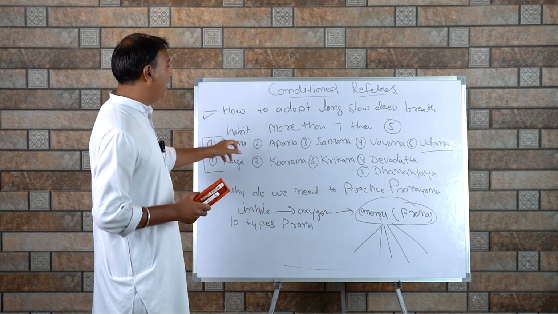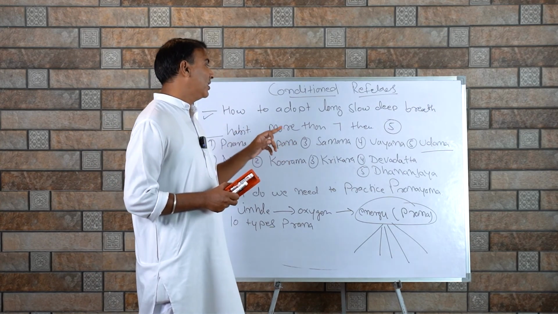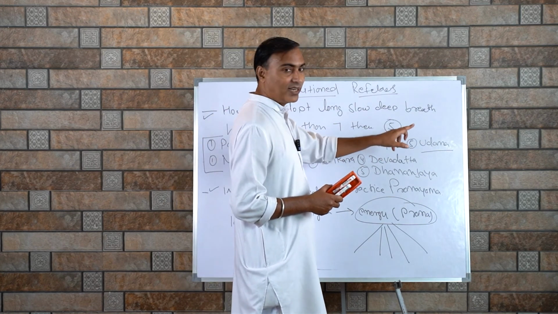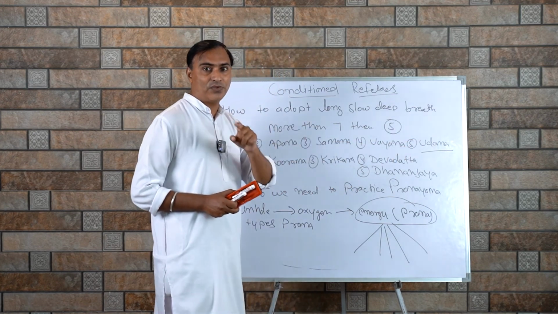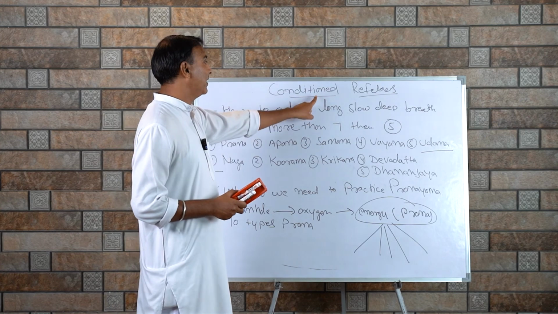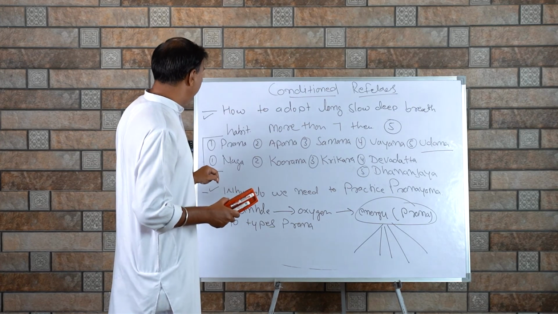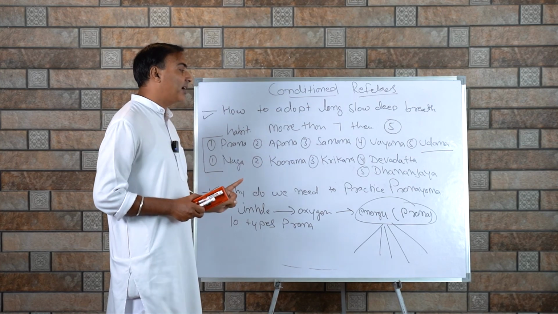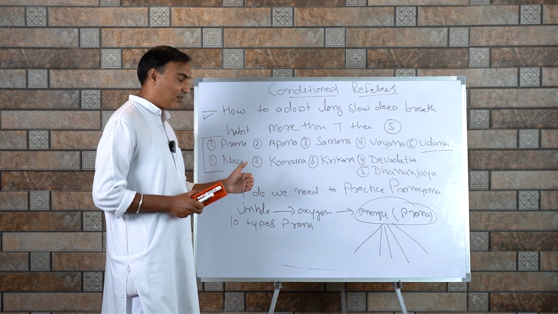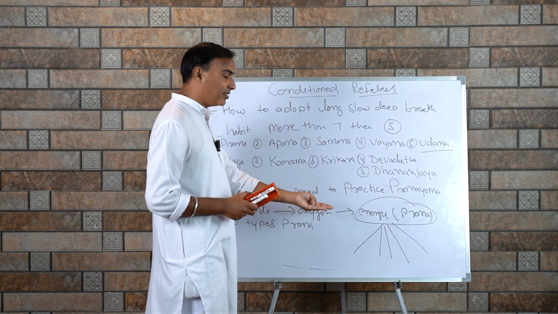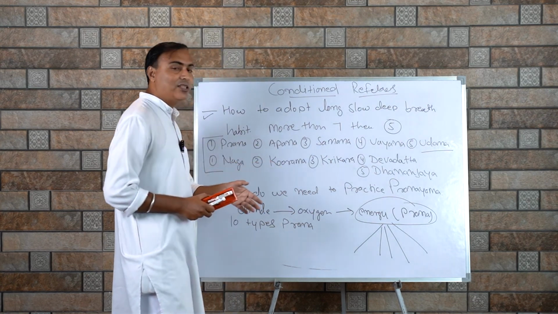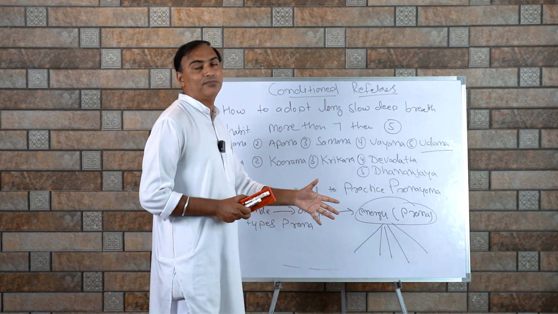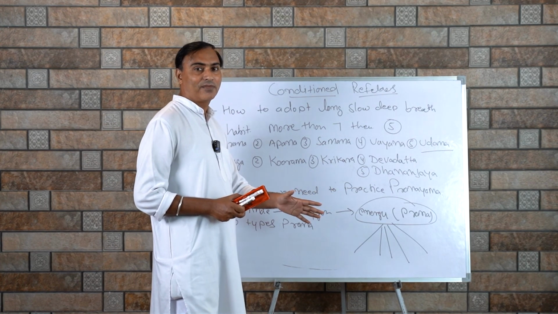So here we have covered another introduction of this course: how to adopt a long, slow, deep breath habit unconsciously. There are more than 7 techniques. We cover 5 techniques among them here, and we discussed one of them, the conditioned reflexes. Then, why do we need to practice pranayama and what is prana? What prana is we have already discussed, and we practice pranayama simply for managing the prana system.